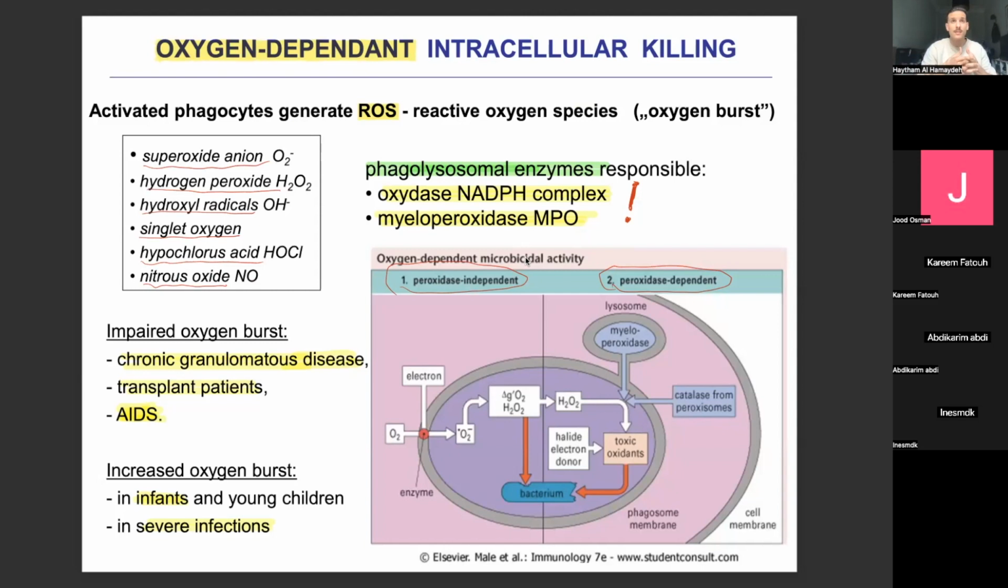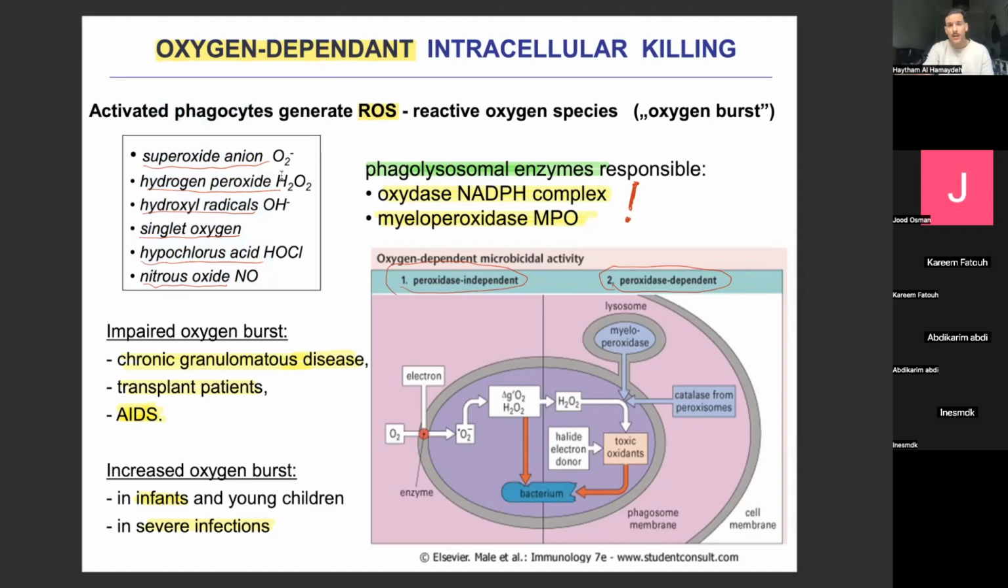We can test if these reactive oxygen species are functional inside those white blood cells or not by using some tests. Before going into those, what are some reactive oxygen species? We have the superoxide anion, hydrogen peroxide, hydroxyl radicals, singlet oxygen, hypochlorous acid, nitrous oxide, okay? So all of those can actually do the reactive oxygen species function of breaking bacteria down.